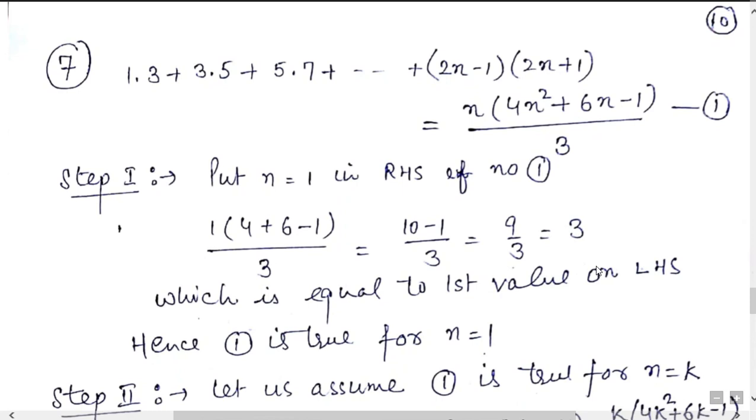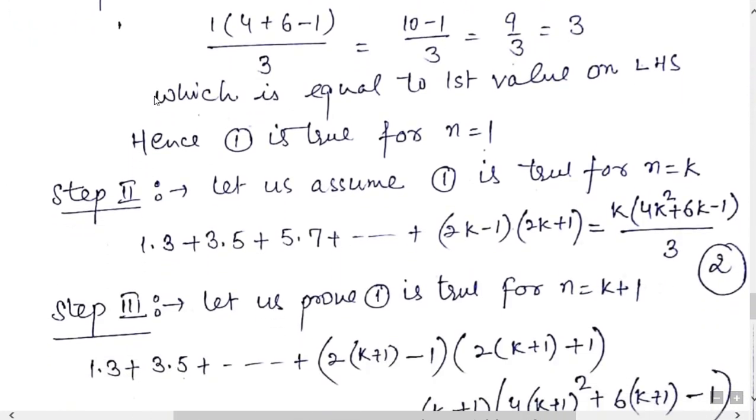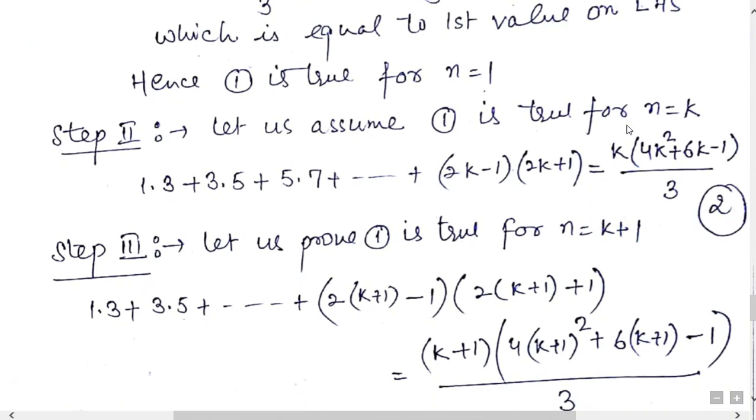Question number 7 is again similar. The statement is given to you. Insert n is equal to 1, 1 into 4 plus 6 minus 1. It's 10 minus 1, 9 over 3, it's 3. It matches with the first value. Now insert n is equal to k in the statement. Let it be number 2.